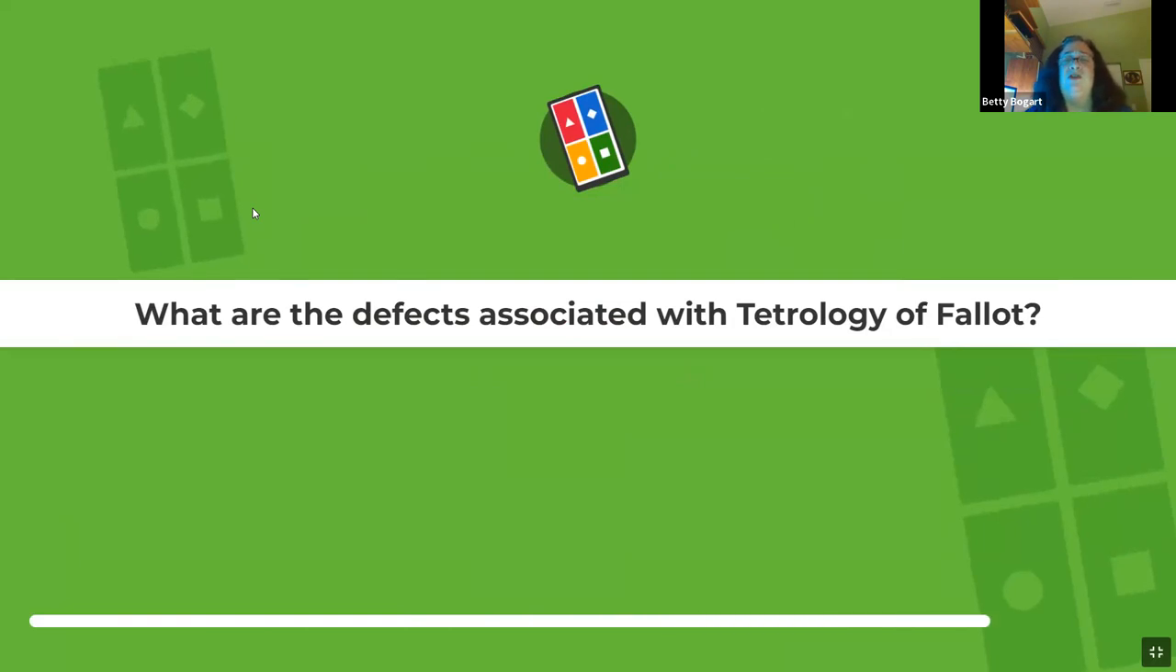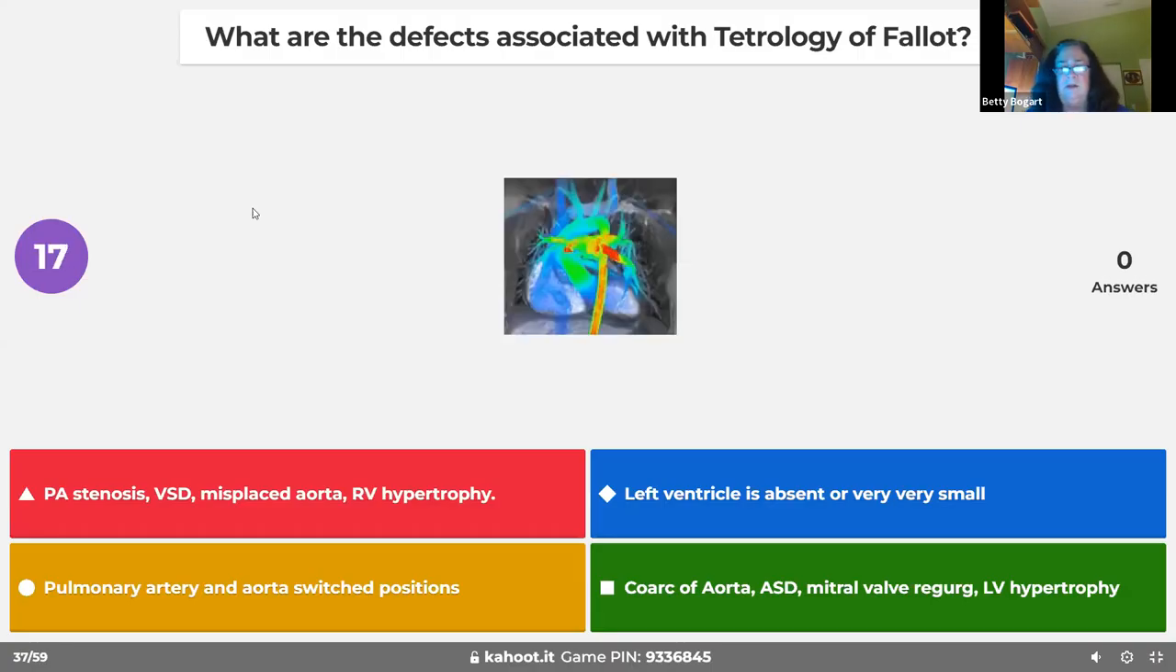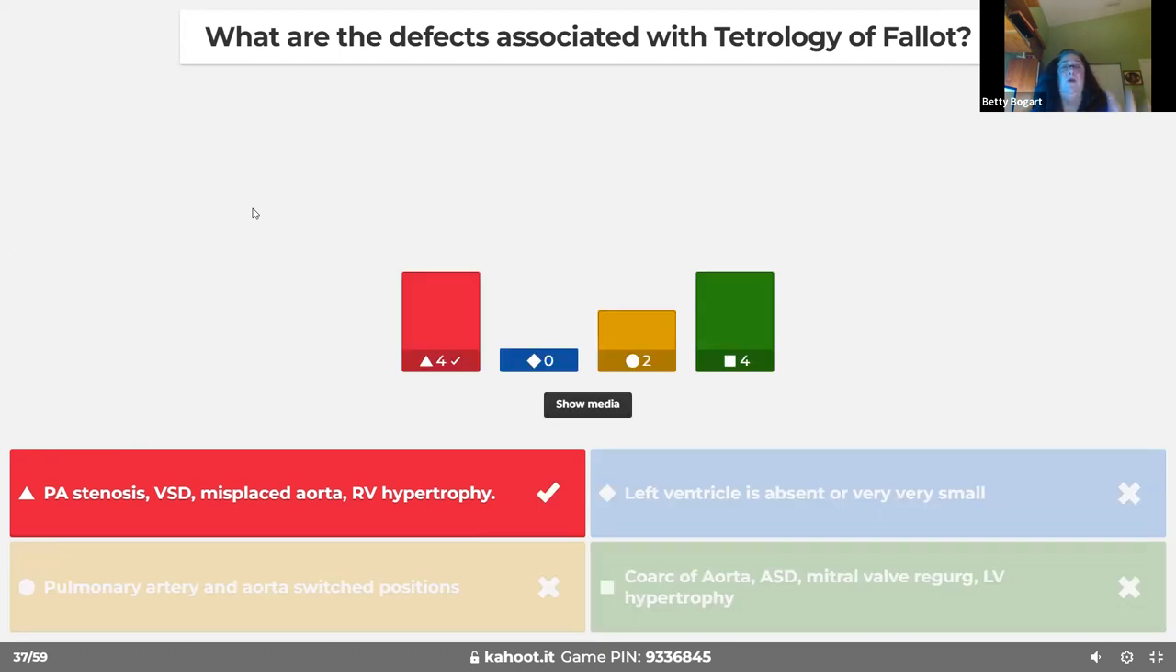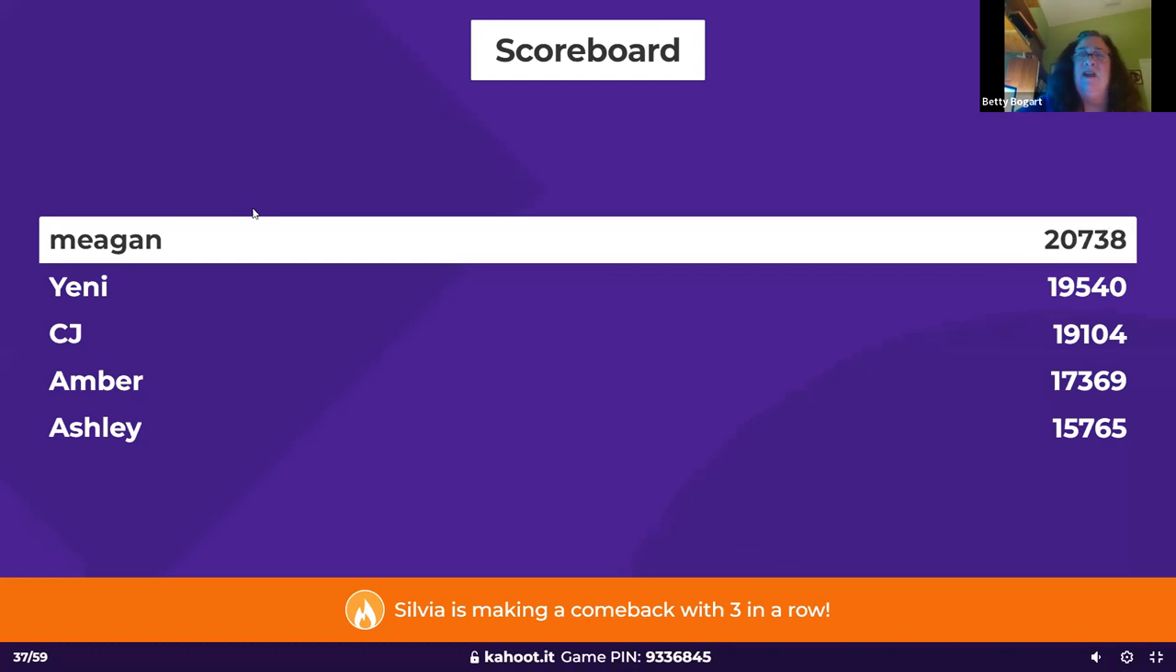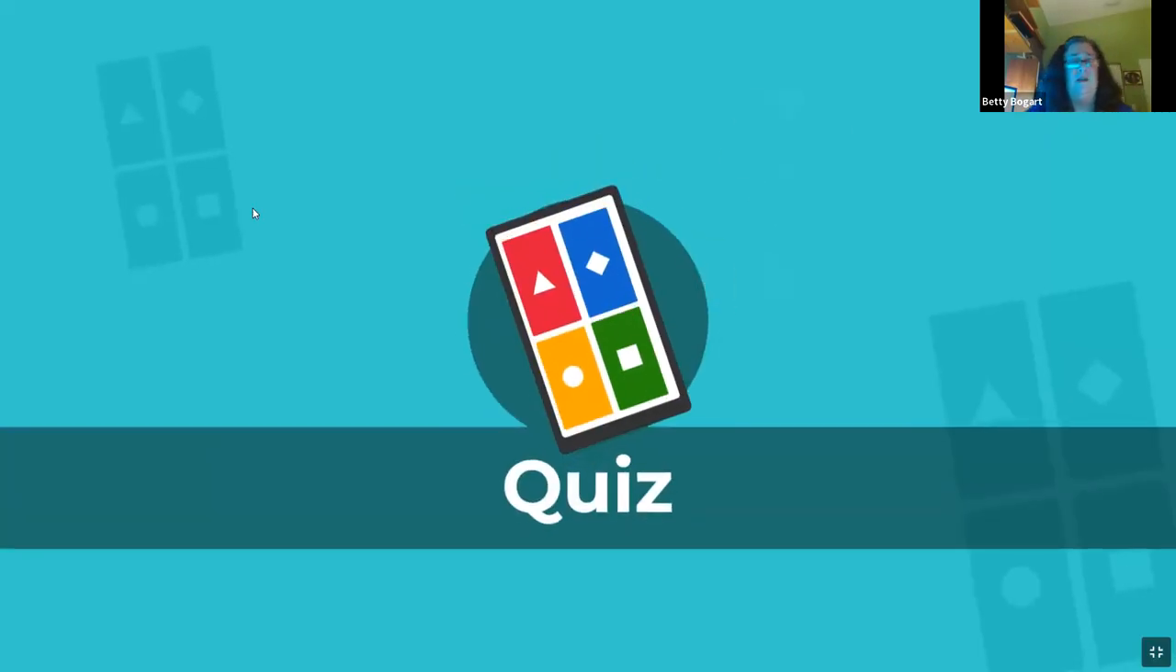What are the defects associated with tetralogy of Fallot? Remember, right side. Remember I told you it's four different things. And it's that pulmonary artery stenosis. The pulmonary artery somehow kinks off, doesn't allow blood up. There's a hole in that septum between the ventricles, the aorta pulls over, and that right ventricle can get a little bit stretched, or that's also called hypertrophy.